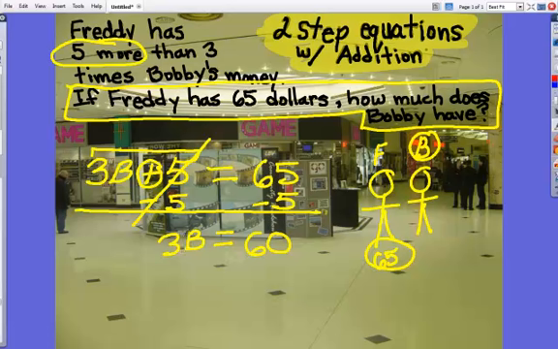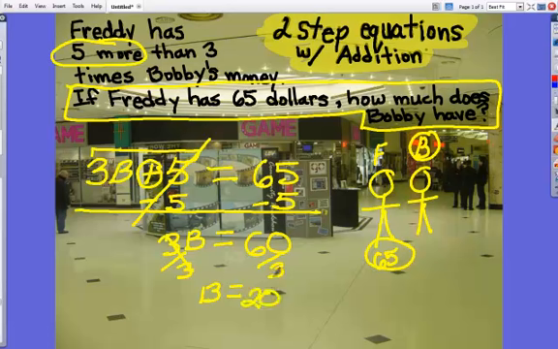The inverse operation of multiplication, here's our second step, is going to be division. So we'll divide both sides by 3. That becomes 1, leaving us with B. 60 divided by 3 is 20.